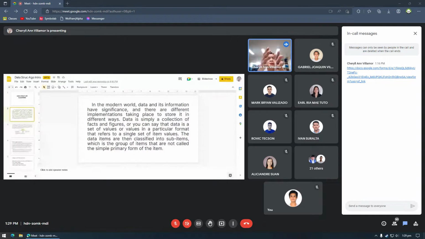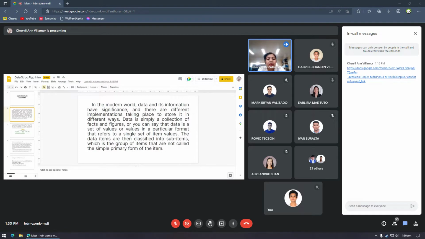So both are correct about information. Data is just a collection of facts. If you don't gather facts about that data, it is not considered information. Okay, data is only a collection of facts, while those facts that are put into context are considered information. That's the data and that's the information.